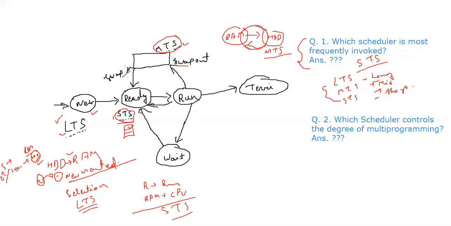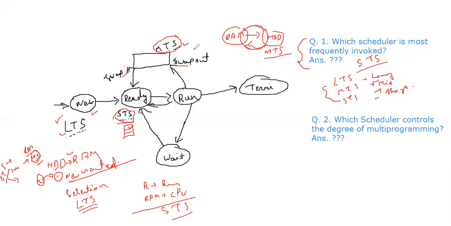So the main thing is that the long-term scheduler is not invoked that frequently. It will get invoked after a certain time, once certain processes get completed and RAM gets free. Then only will it send processes to the RAM again.